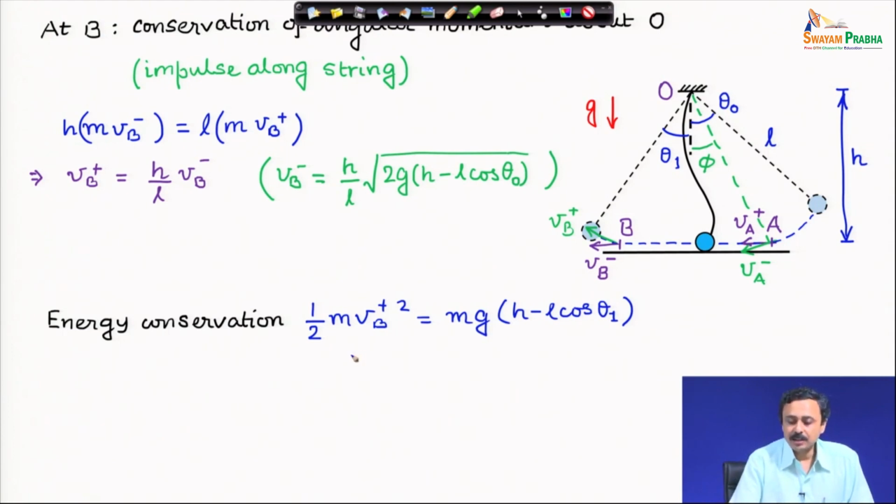At the initial point at B, it is only kinetic energy, and potential energy is 0. Remember, the datum is that horizontal line. So this kinetic energy must be equal to the total mechanical energy at the highest point, where it is only potential energy, no kinetic energy, and the potential at the highest point is m g times h minus L cosine theta 1. It moves up to an angle theta 1.